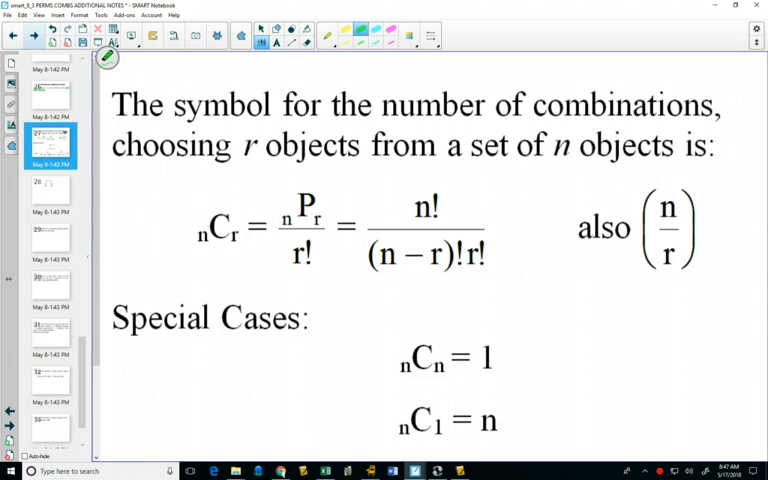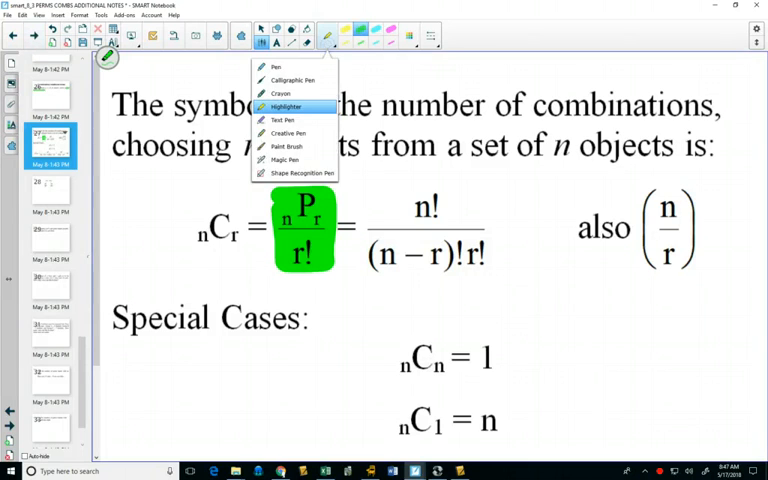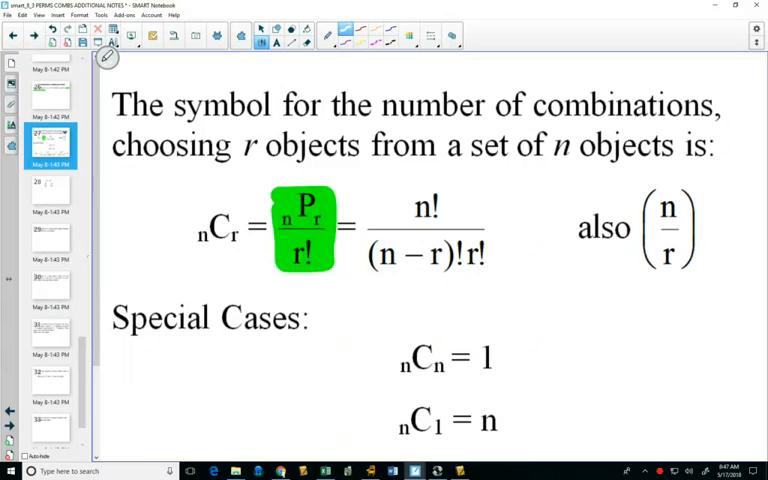We've learned about our formula already. All a combination is, is a permutation with the order divided out. This notation shouldn't have that line there.